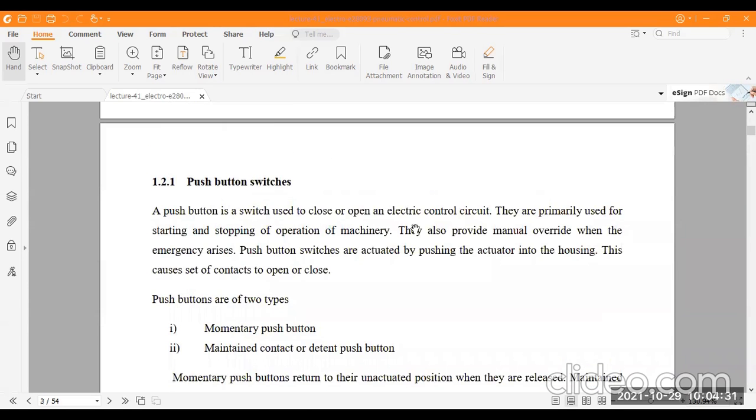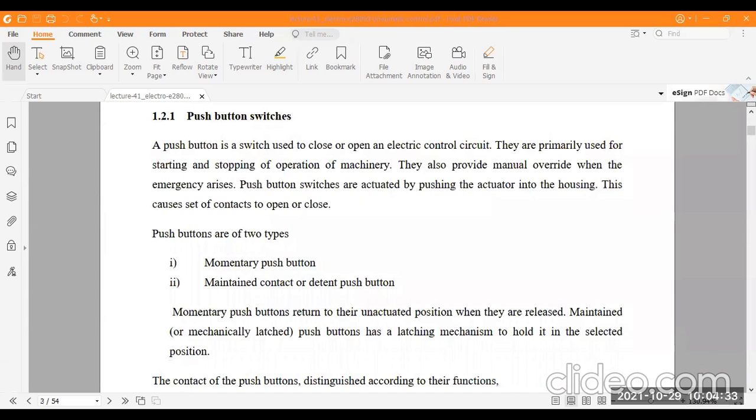So first we have to discuss different types of push button switch. This push button switch is used for closing or opening electric control circuits. This is another important term, the push button switch. It is used for closing or opening an electric control circuit.